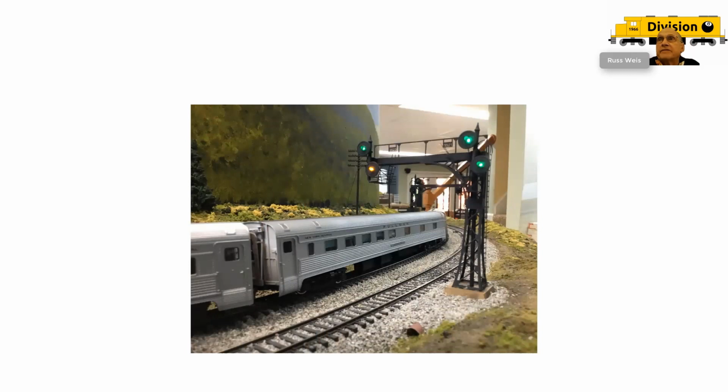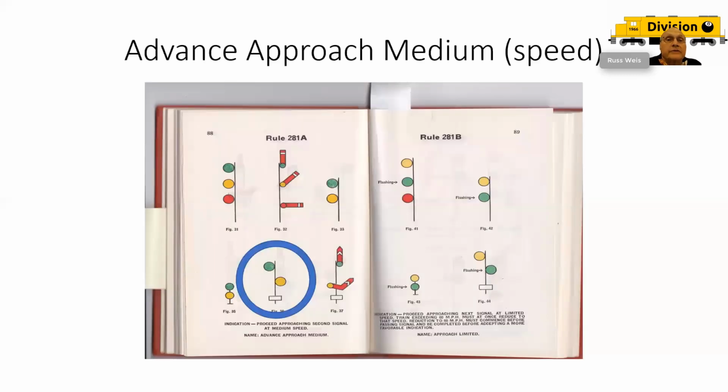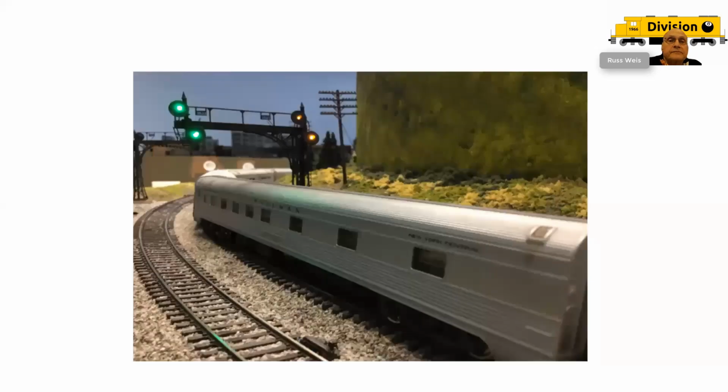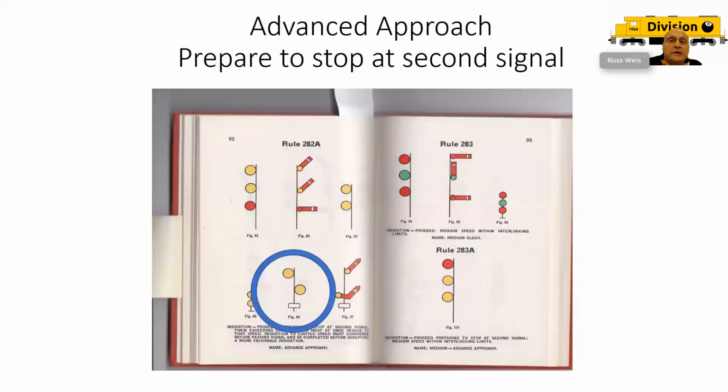Okay, so now most of the signals on the layout are interlocking because we're having cross traffic and so on. But there are a couple of block signals. And here you see again with the Arduino, we can program it to do this: advance approach slow, just like you see there. And if we were coming the other way, we could have them show double yellow, which is advance approach, another advance approach, but this is prepared to stop at the second signal, kind of like our yellow, red, red on the interlocking.